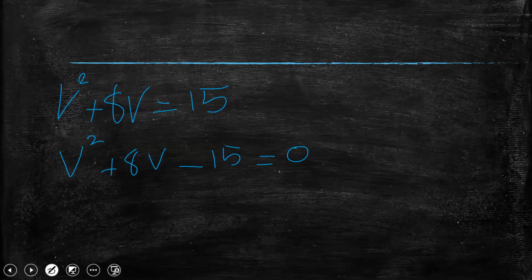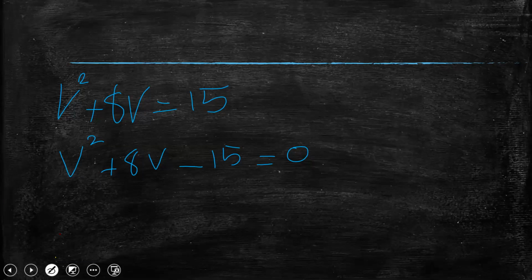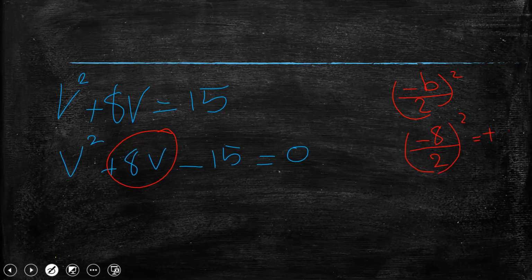Who can remind me? Negative b. We take this 8, b. Did you remember? Yes, it is negative b over 2, and then squared. It's negative 8 over 2 squared. Negative 8 over 2 is negative 4, squared equals positive 16.